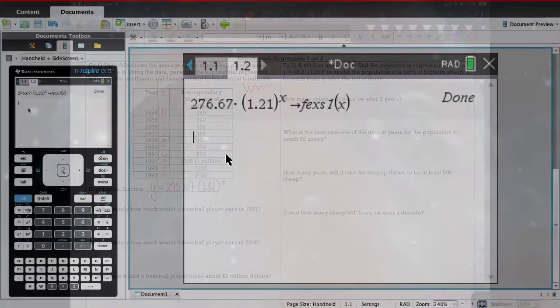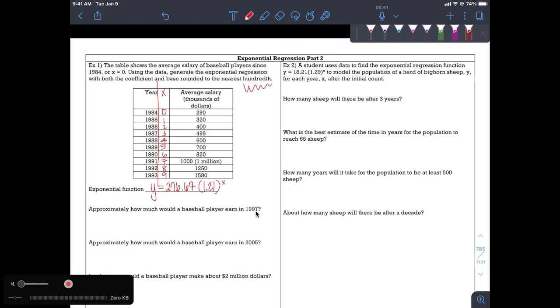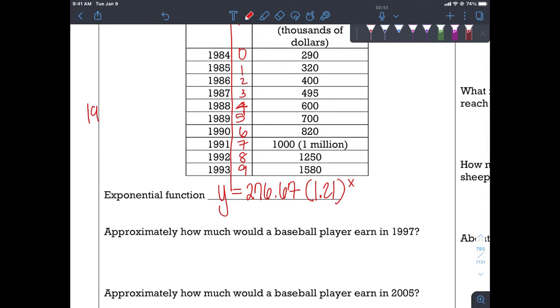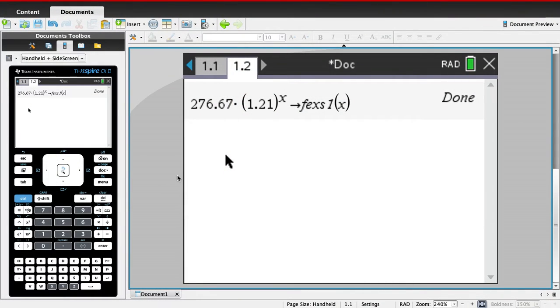So they want to know what is the approximate amount a baseball player would earn in 1997. Well, we didn't demarcate our years for that, so let's do that. 94, 5, 6, 7. That'd be 10, 11, 12, 13. I need it whenever x equals 13. All right. So I need this function that I just created. Plug in 13 for me. And they will be making approximately 3.2974 million.